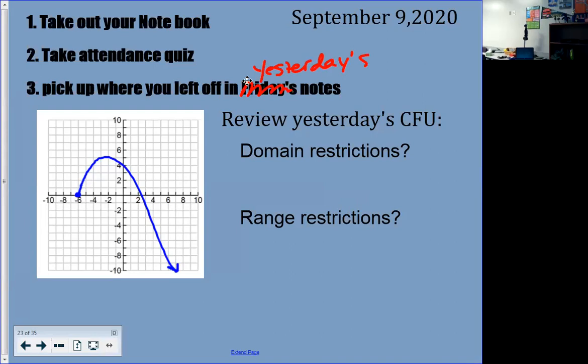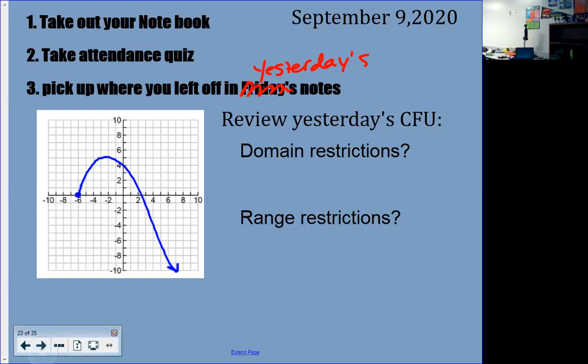So yesterday, you had this check for understanding for this graph. Hopefully you've already done this and come up with the answer. For those in class and those in the Zoom class, I went over this to explain what the domain and range were. If you have questions because you weren't in class, just send me a message and I can help you understand why the domain and range is as it is.